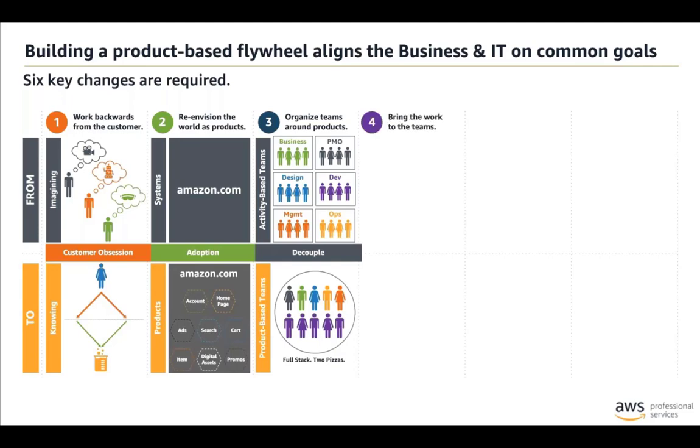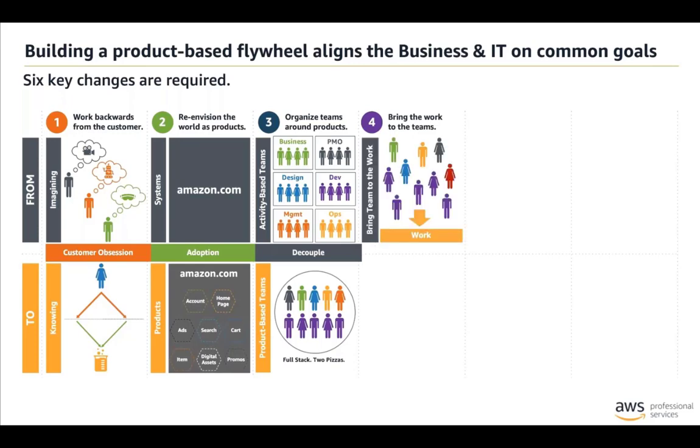Number 4, bring the work to the teams. In most enterprises, work is executed in the form of projects. Someone in the business has an idea, a business case is created to get the idea funded. The idea is then funded and prioritized, and finally, a team is pulled together to deliver the project. This is called bringing the team to the work.